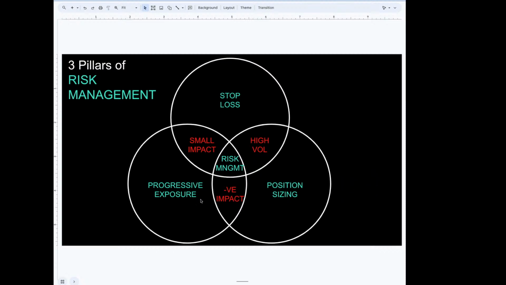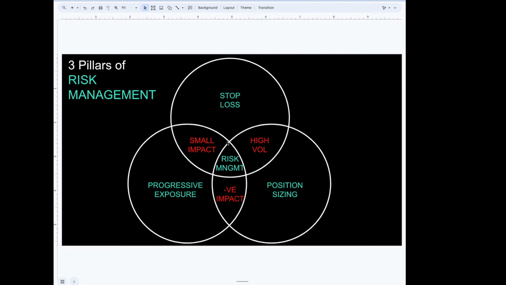Progressive exposure complements these strategies by ensuring that your investment increases are gradual and based on successful trading performance, reducing the likelihood of significant losses during unfavorable market conditions. If you only nail perfect stop loss setting and have good progressive exposure, but you do not have correct position sizing, you will have very small positive impact in your account.